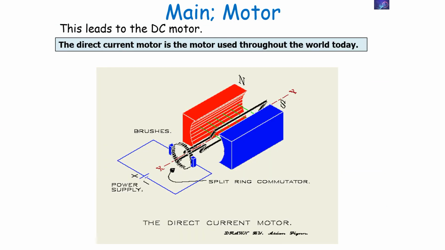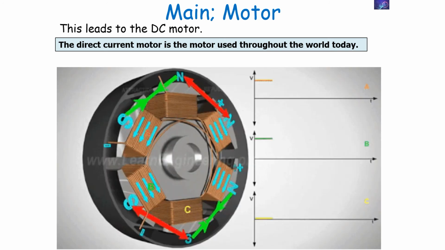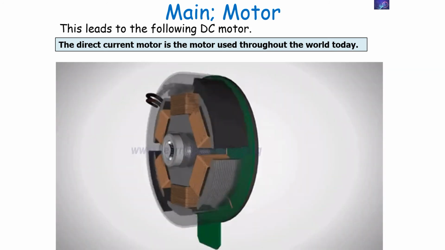The direct current motor is the motor used throughout the world today in many different devices, such as cars, such as fridges, such as anything which can use an idea of turning electrical and magnetic energy into motion. So we can use our direct current motor in many different situations. So let's just clarify what's going on.